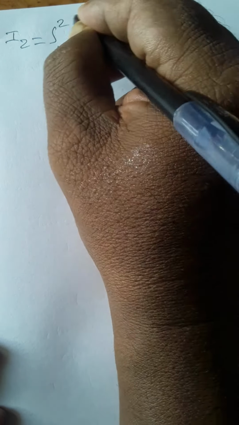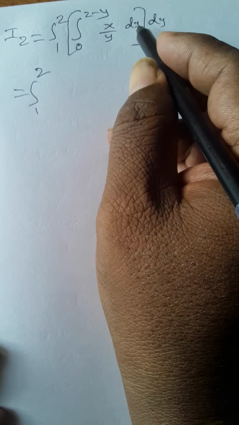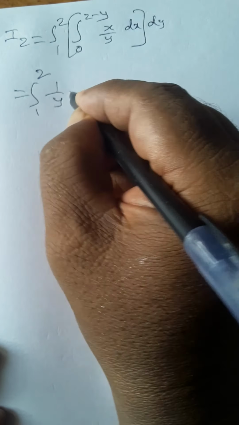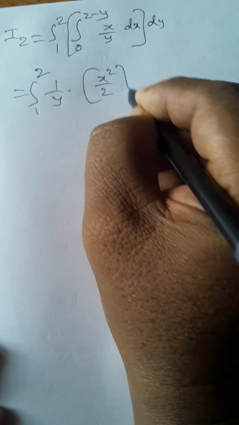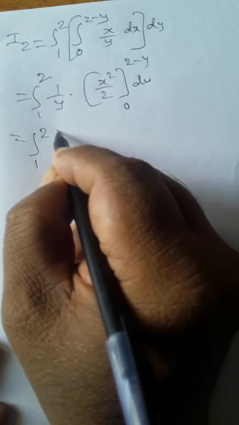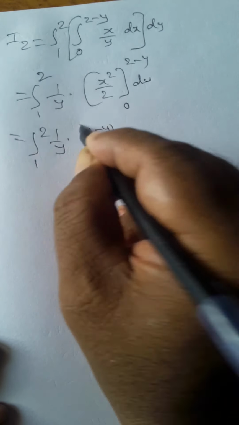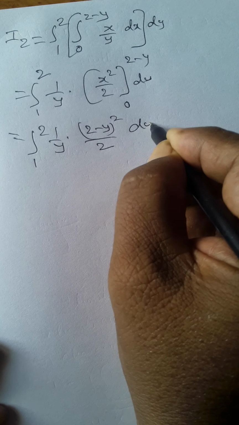Now I2 is equal to integral 1 to 2, integral 0 to 2 minus y, of x by y, first with respect to x, next with respect to y. Same observation here: with respect to x, 1 by y is constant. X integration gives x square by 2, from 0 to 2 minus y, dy, integral 1 to 2, times 1 by y. Instead of x you write the upper limit 2 minus y. So we get 2 minus y whole square by 2 dy.